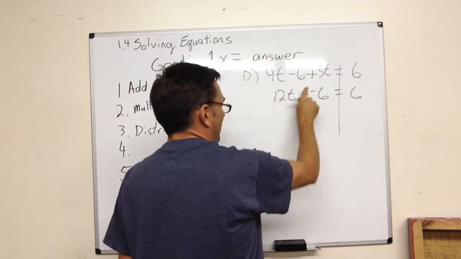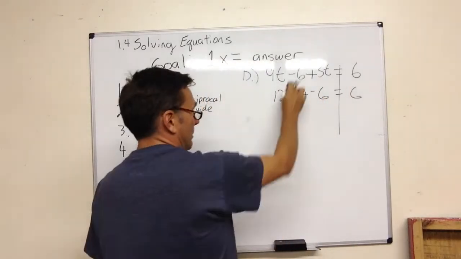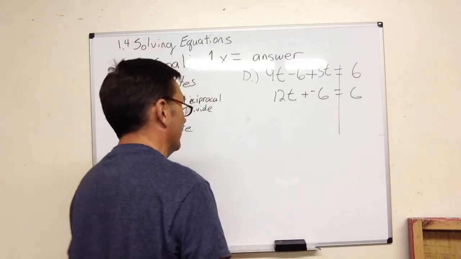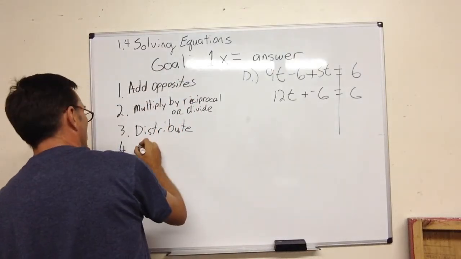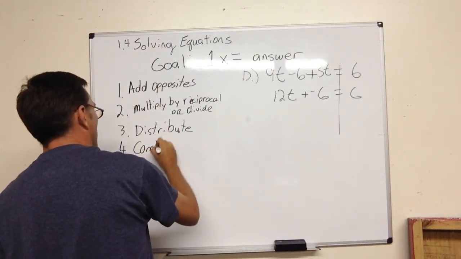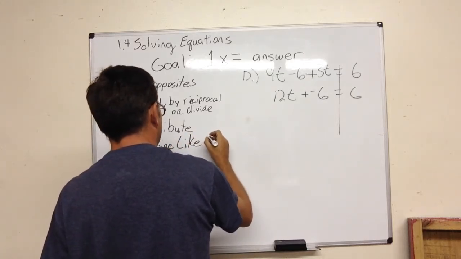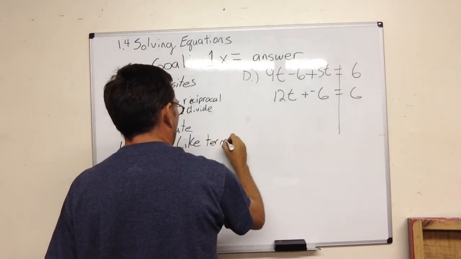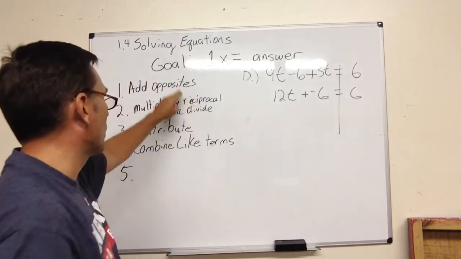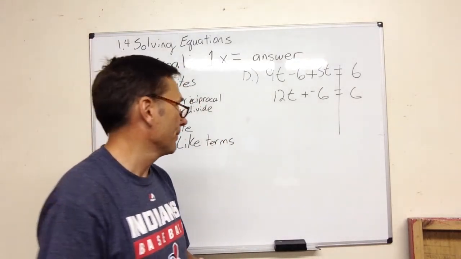And we have minus 6 or plus negative 6. Remember, minus 6 is the same thing as plus a negative. So the fourth thing we can do is combine like terms if they're on the same side. Again, you see we were doing that before we're adding opposites or dividing.